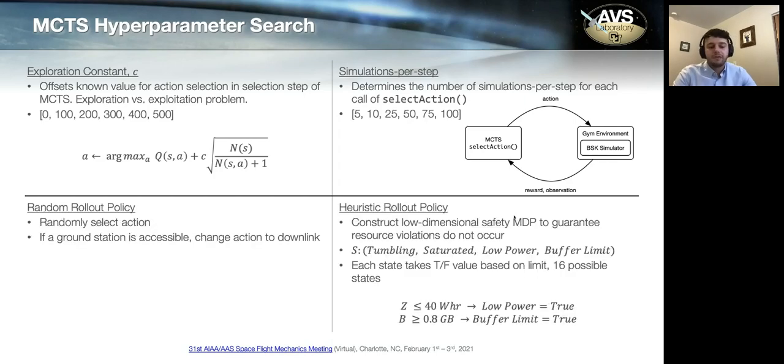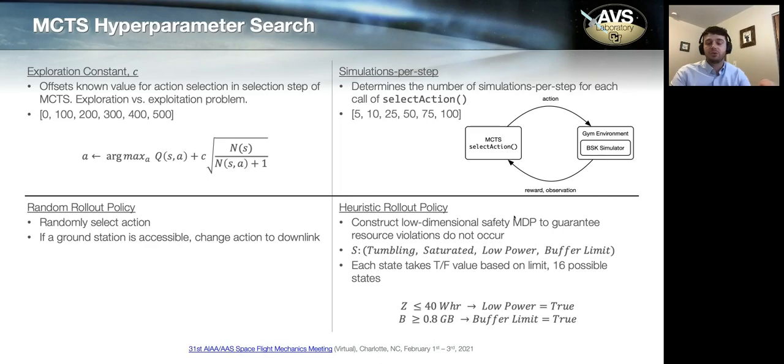And then we also vary the rollout policy. So we look at a random rollout policy where a random action is selected unless a ground station is accessible, and a heuristic rollout policy, which is just operating on a low dimensional safety MDP to guarantee that we're not wasting time finding where the resource constraint violations are.